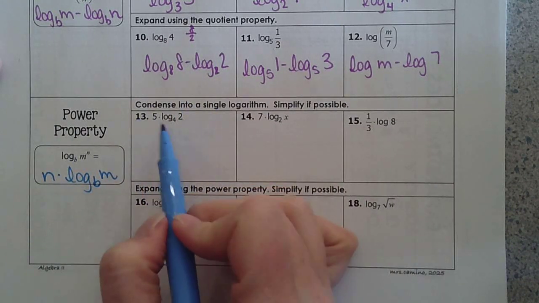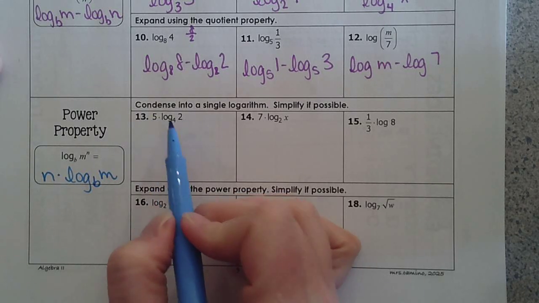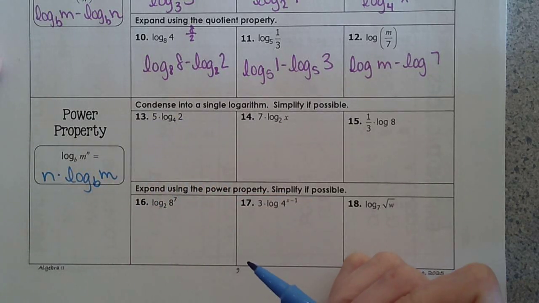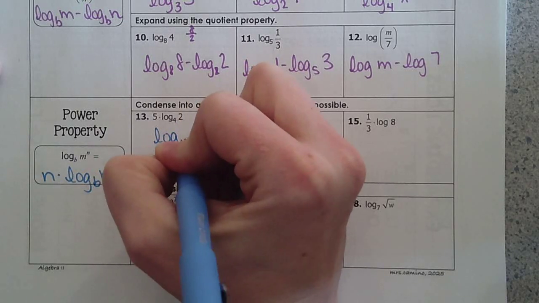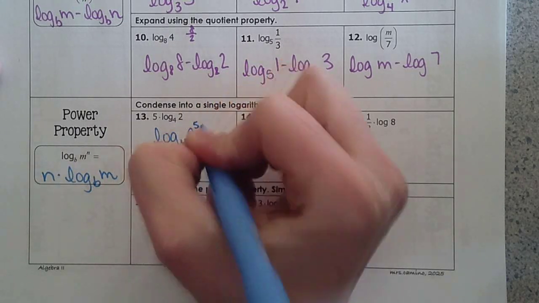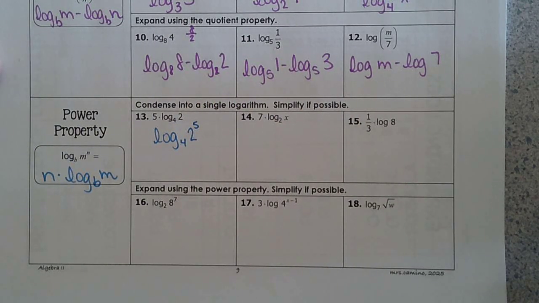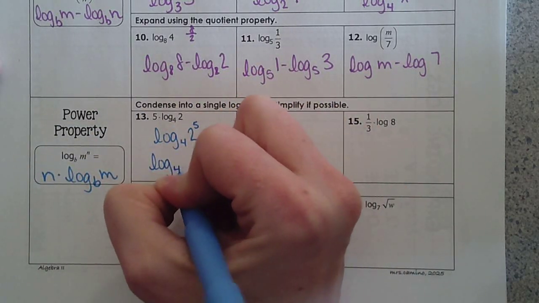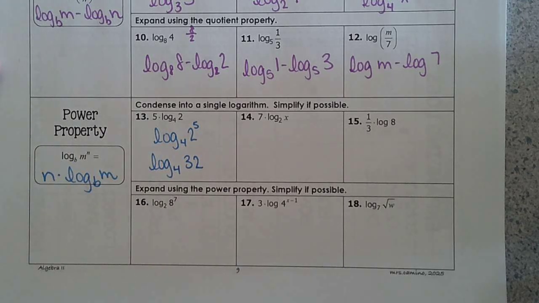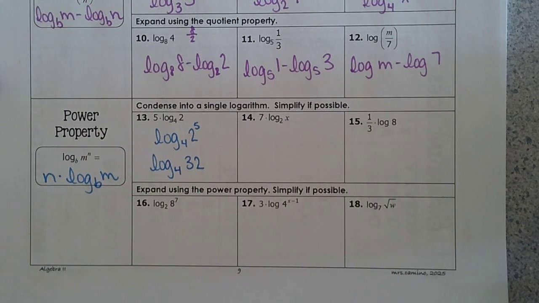So looking at 13, I have 5 times log base 4 of 2. So I'm going to turn this into log base 4 of 2 to the 5th. But I'm going to calculate 2 to the 5th, so this is going to be log base 4 of 32. I did 2 to the power of 5.